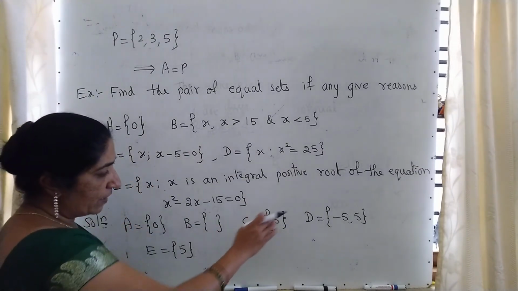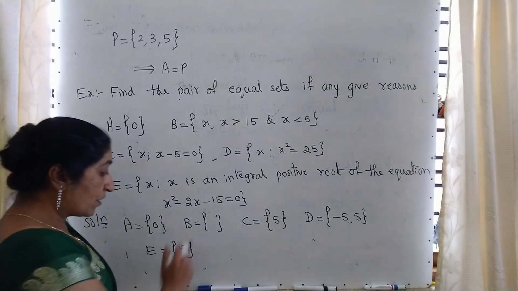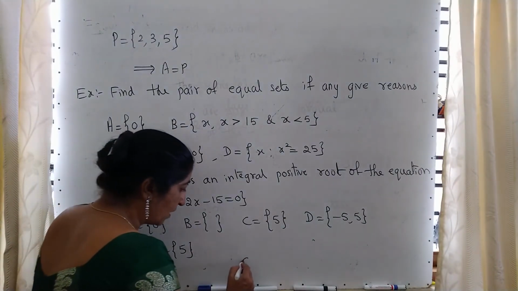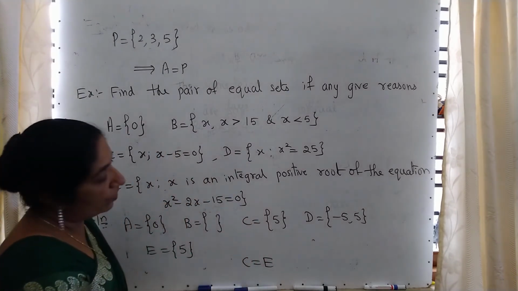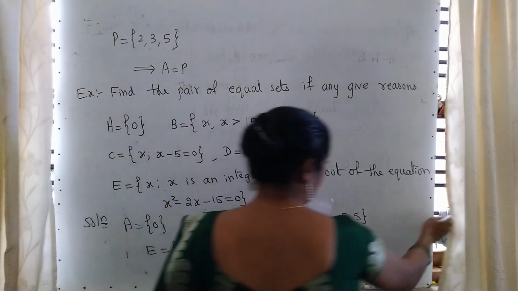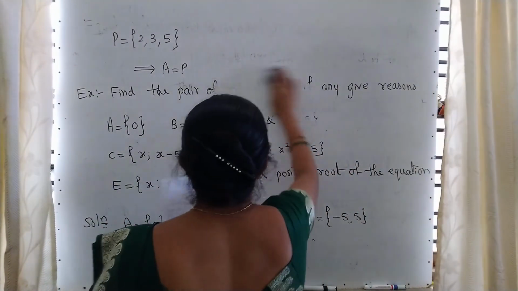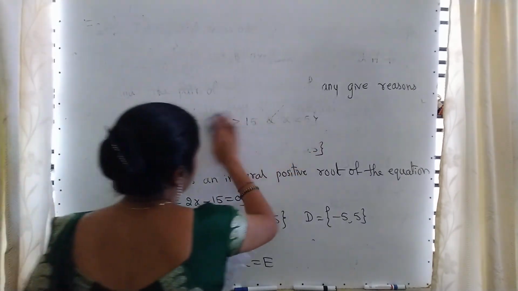By observing these sets, easily you can say which sets are equal. Set E and set C are equal because they have the same element 5. Give reason means just add on, they have the same element 5.